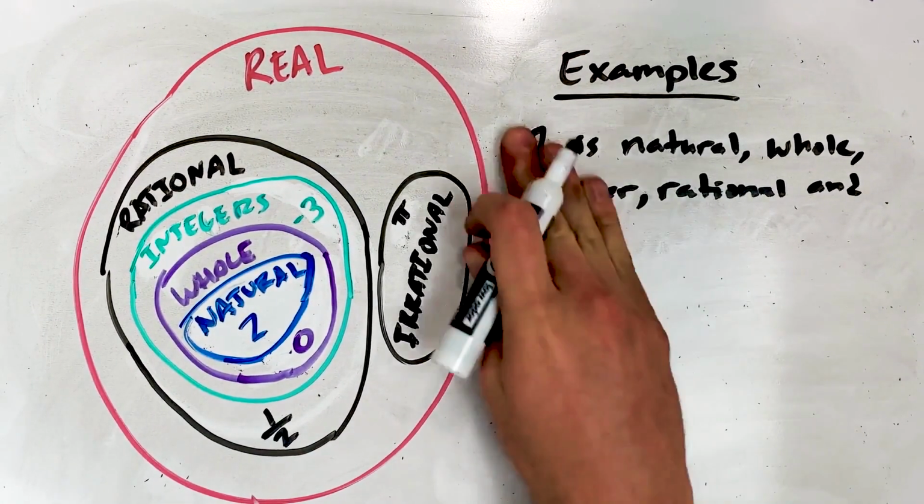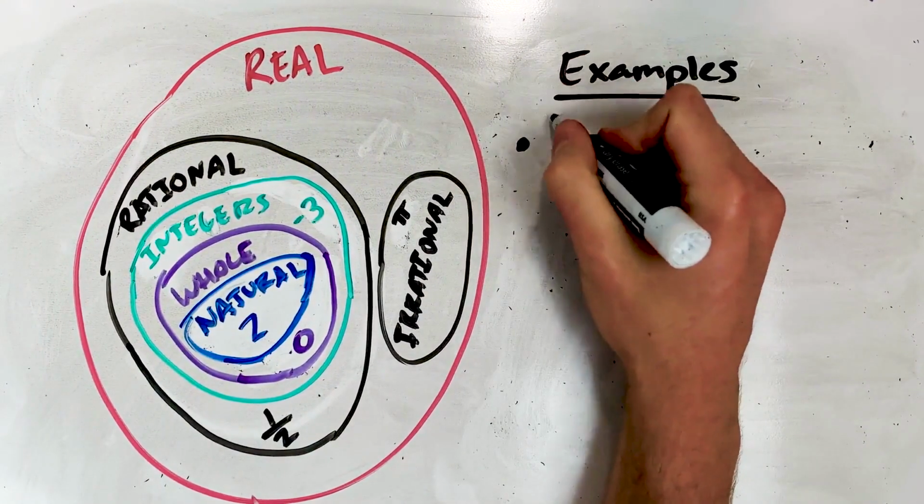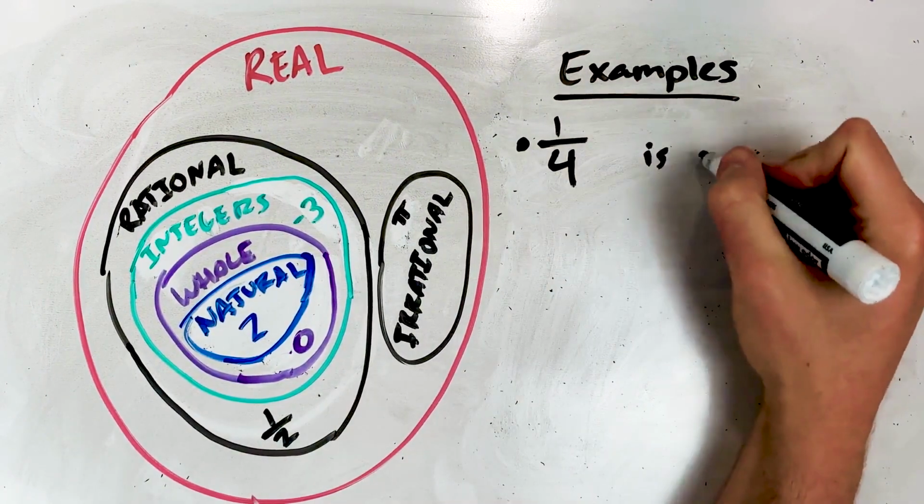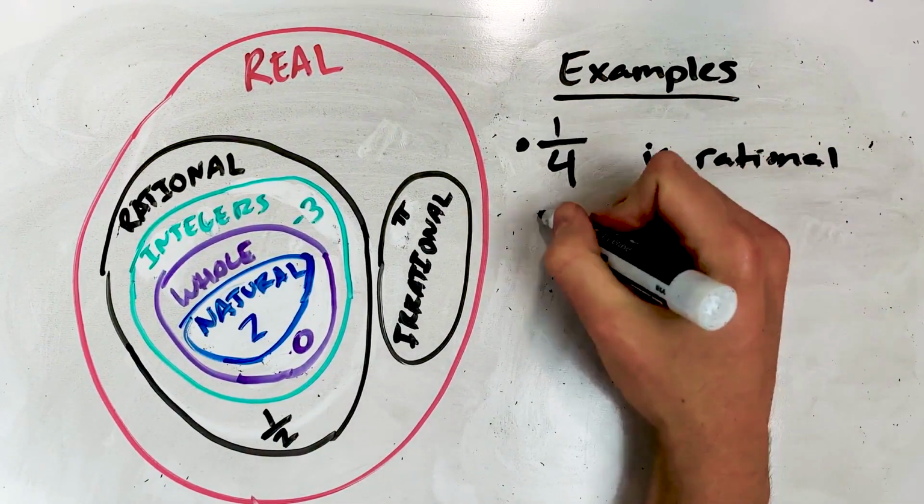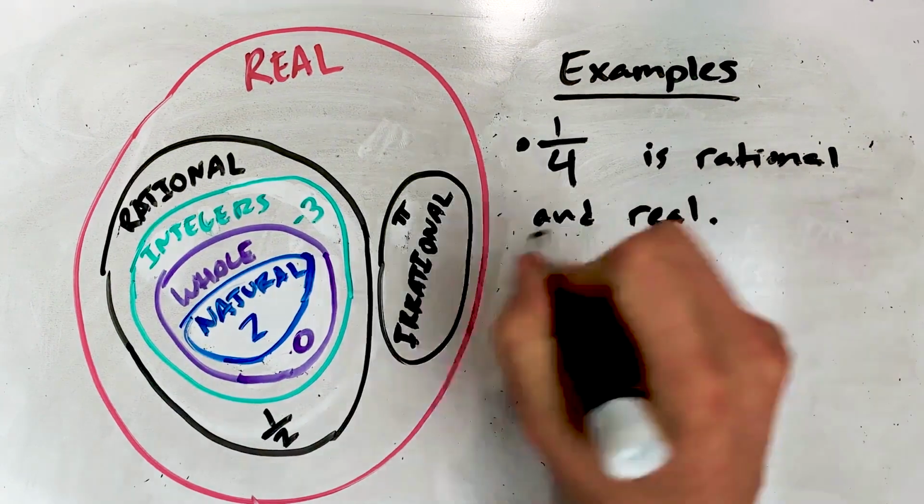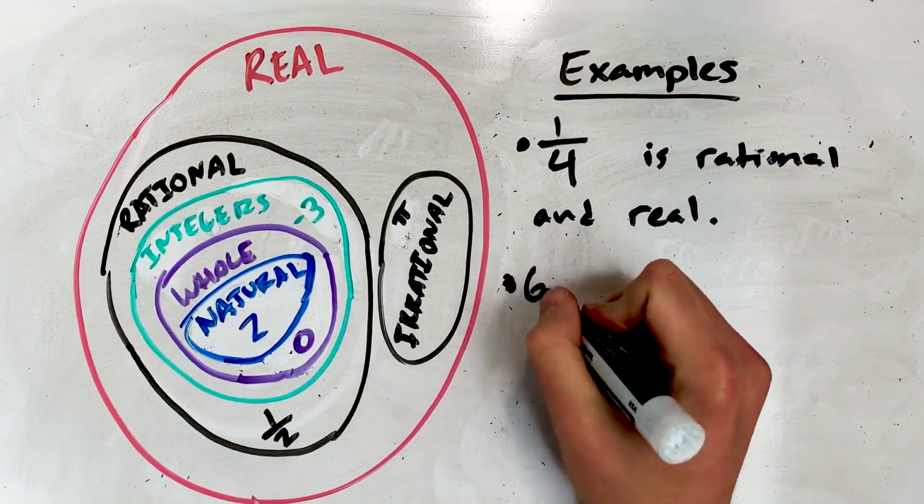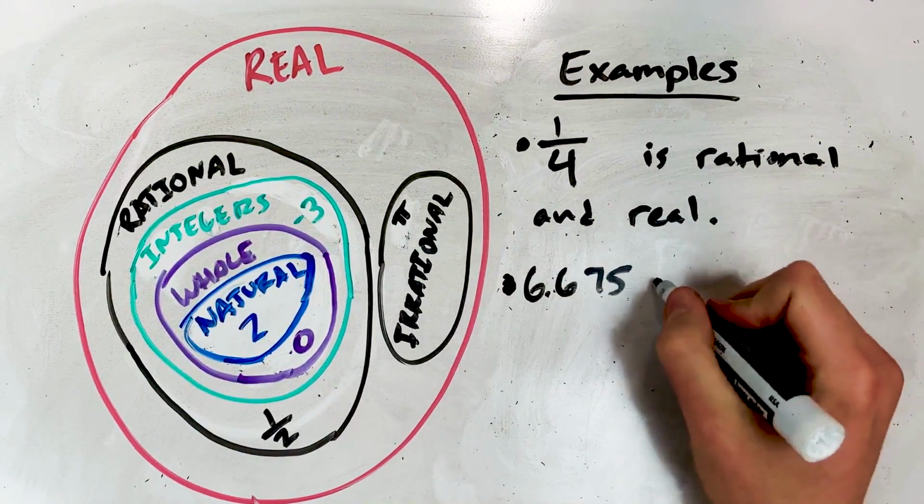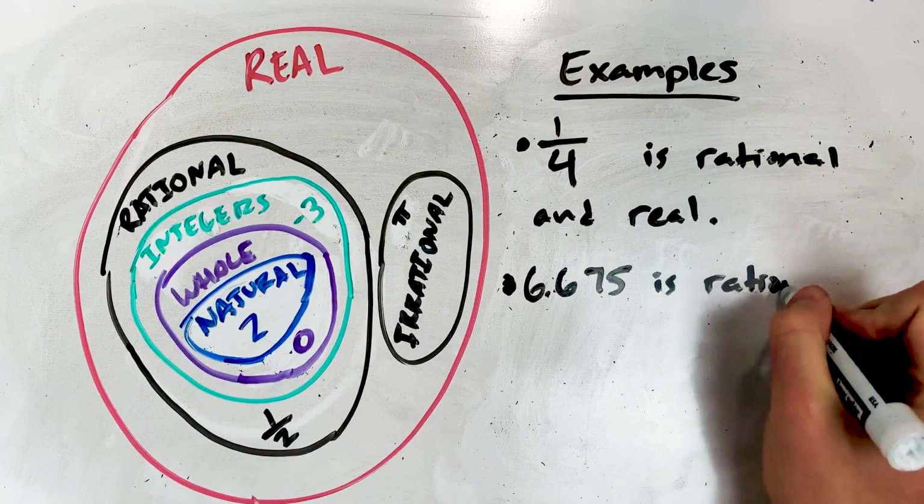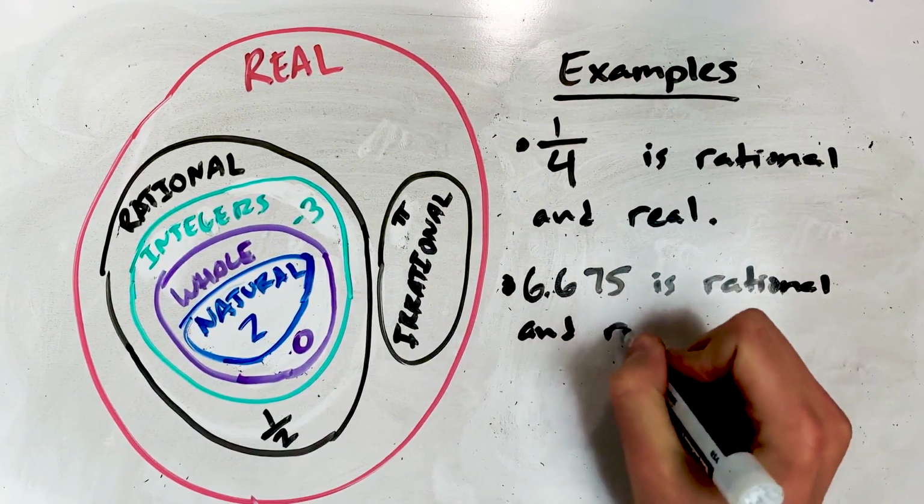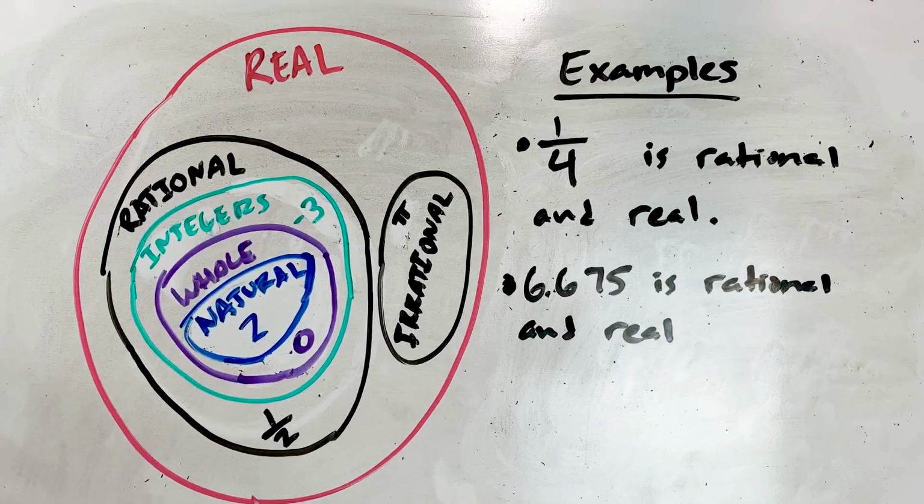Then we've got 1/4. 1/4 is a rational number, and since the rational blob is contained in the real blob, 1/4 is also a real number. How about 6.675? The decimal terminates, so we know it's rational. Then, since it's rational, we know it's also real.